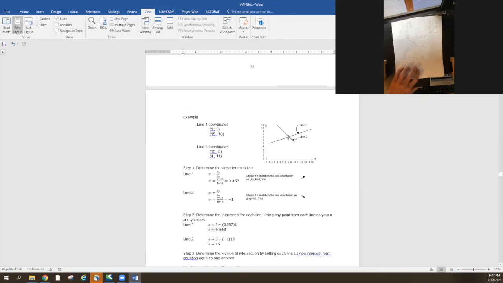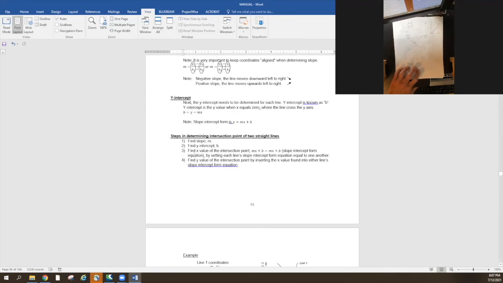That's step 1. Step 2, find y-intercept. What is y-intercept? Y-intercept is known as B, and it is the value of y when x equals 0. So let's take this line again. What is this line? Okay, and I got my Cartesian graph here. 0, 0's there. So this is my y-axis, okay?